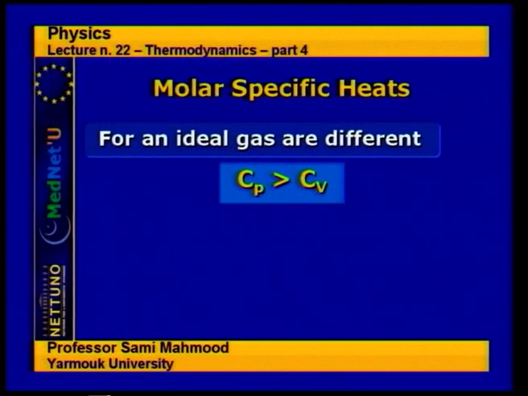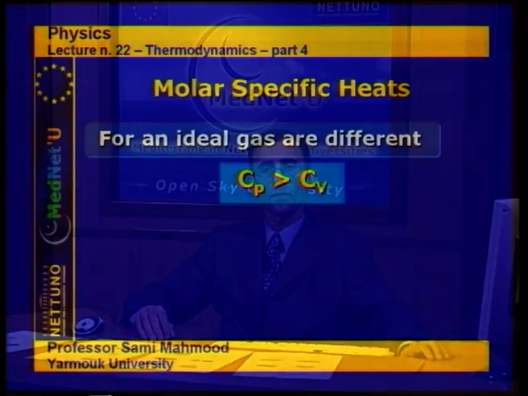The relation between these two molar specific heats for an ideal gas is: in general, Cp is greater than Cv. It can never be smaller than Cv.